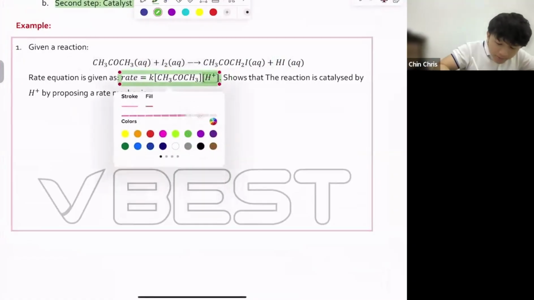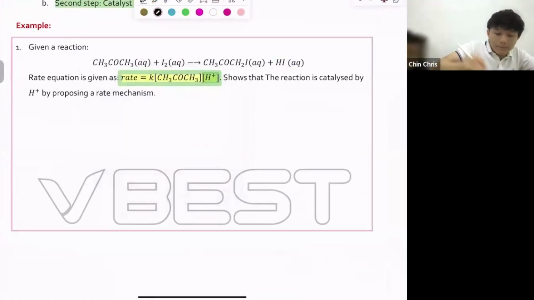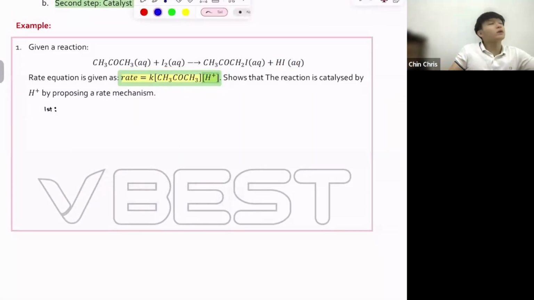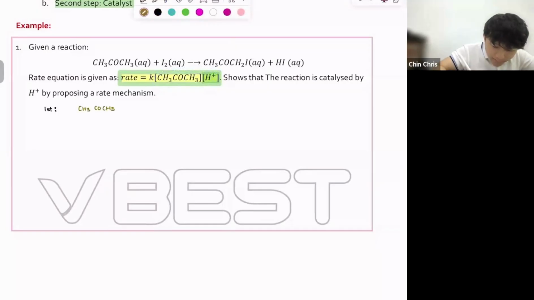Now, guys, let's propose a two-step mechanism. Let's go for the first step. As I mentioned, whenever a rate equation is given to you, try to use whatever is given to you as your first step. So I can say that CH3COCH3 plus an H+.